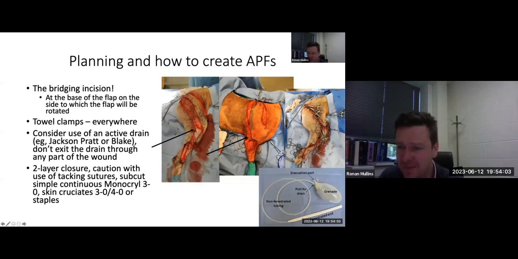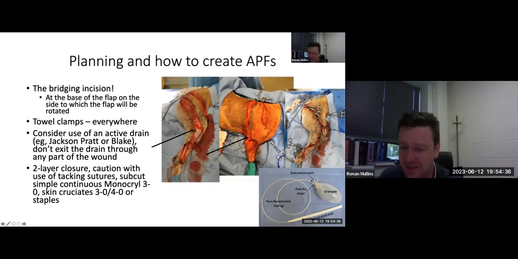I like to use towel clamps once I've performed the rotation, and I obviously want to make sure I can close that donor site as well. But I basically apply lots and lots of towel clamps, and then I'll start progressively closing this, usually in 1 to 2 subcut layers with Monocryl 3.0 or something similar. Skin sutures as well. I usually go for either staples or Ethilon sutures. I usually reach for a drain, such as an active closed suction drain, Jackson Pratt or a Blake drain.